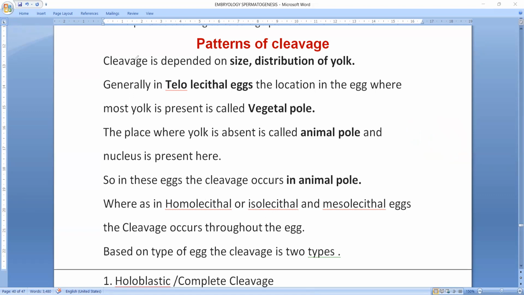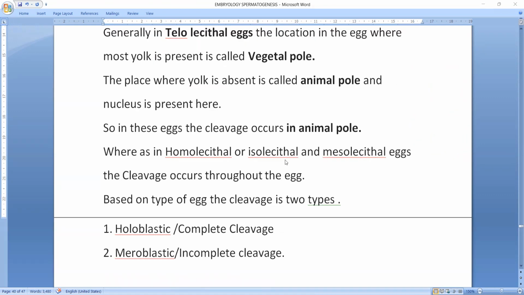Whereas in homolethal or isolethal and mesolethal eggs, the cleavage occurs throughout the egg. So that is simply what we should understand. And the yolk substance prevents the complete cleavage. The division is prevented by yolk in megalethal or telolethal eggs, whereas in homolethal, microlethal, alethal or isolethal eggs, the cleavage generally occurs throughout the egg.